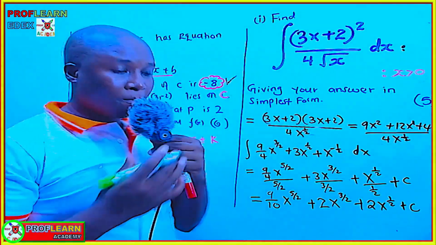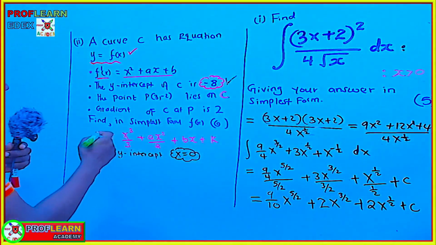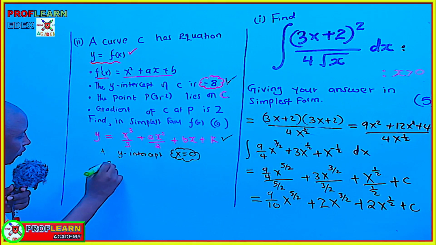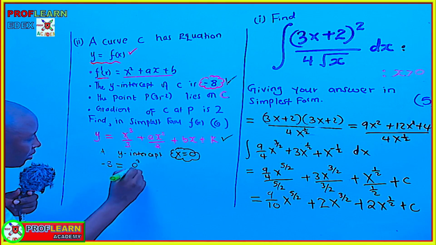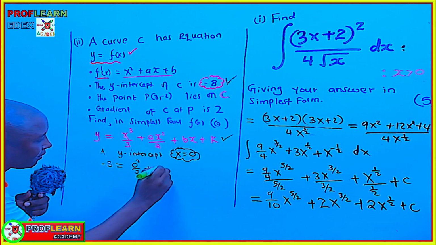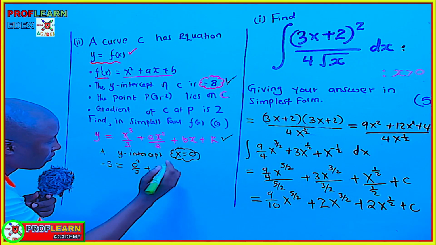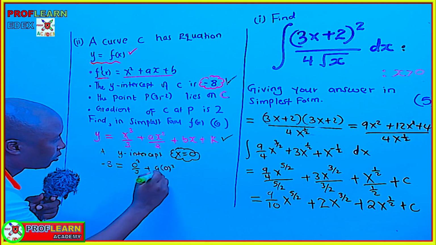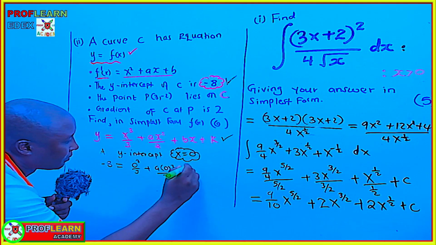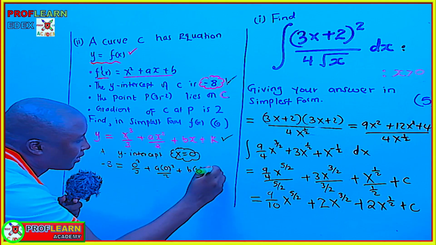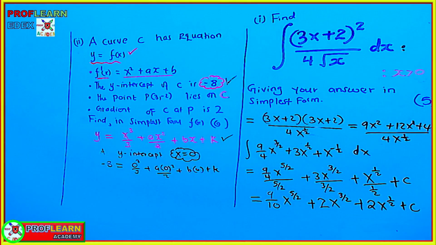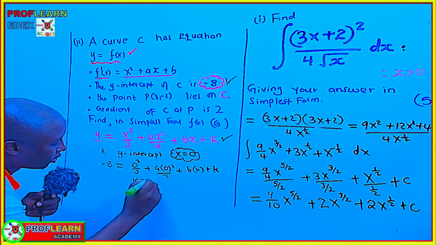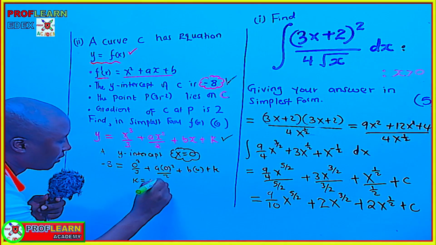So what does that mean? If we substitute x is 0 into this expression, we are going to have -8 is equal to 0 raised to power 3 over 3 plus a times 0 raised to power 2 over 2 plus b times 0 plus k. Everything will run to 0, so our k is going to be -8.